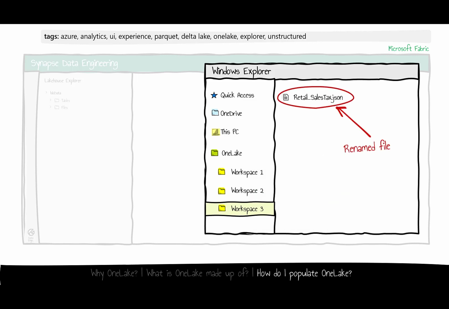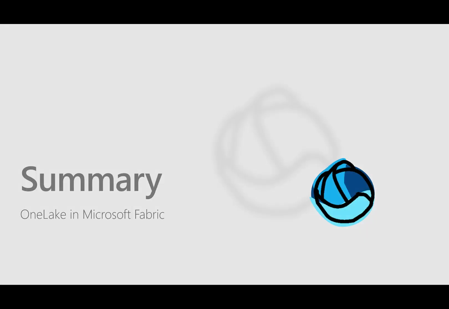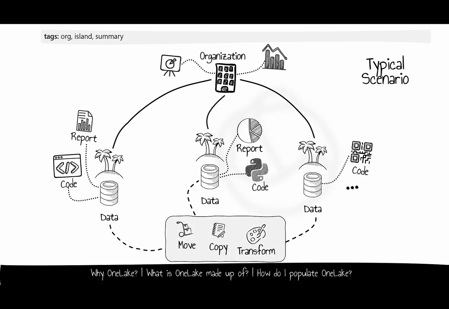To summarize, in a typical scenario, an organization has multiple islands of data that it needs to access. The organization needs to move, copy, or transform that data between different organizational units that maintain it. Also, each organizational unit needs to maintain some code and reports that they use with the data. All that has to roll up to the main organization that has to sift through multiple copies of the data with slight differences to generate reports.